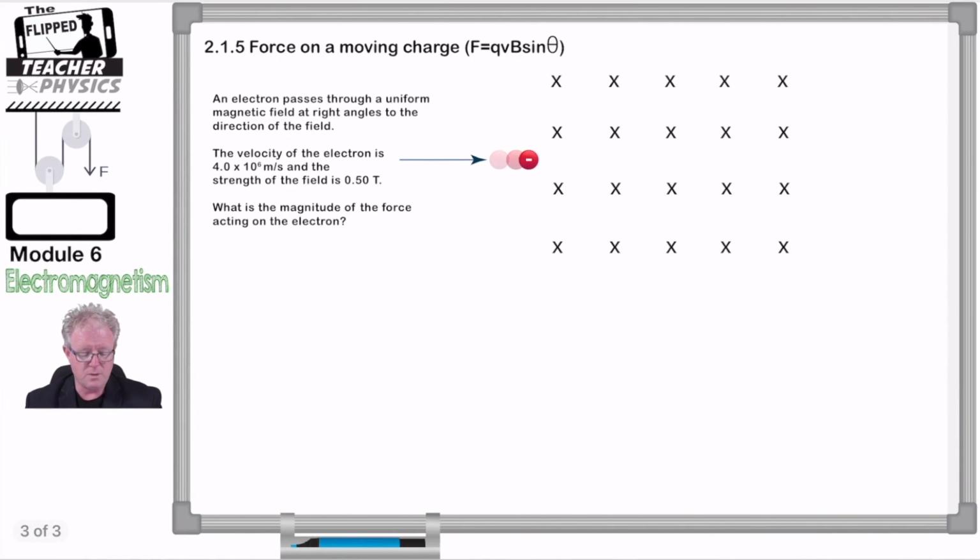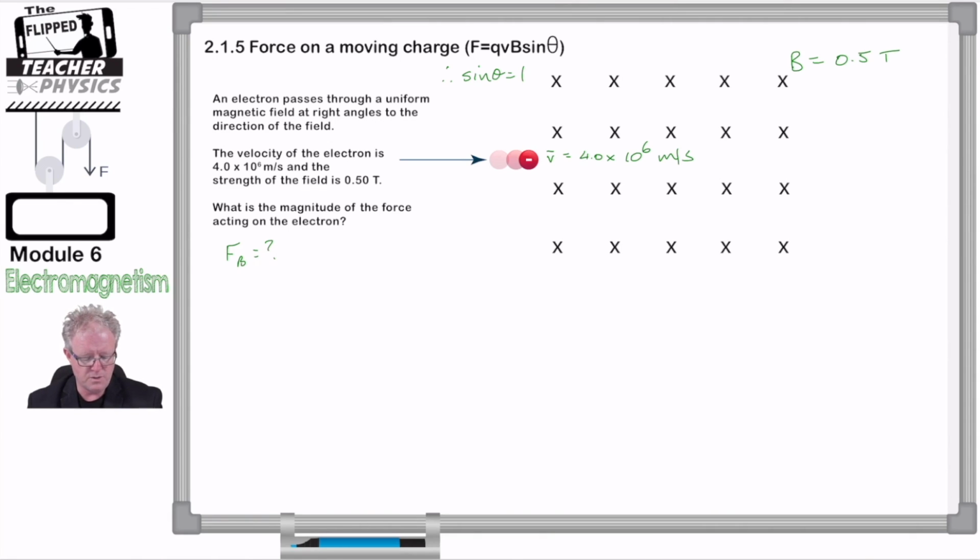Okay, so here we go. An electron passes through a uniform magnetic field at right angles to the direction of the field. Okay, so straight away you'd be saying, therefore, sine theta equals 1, or sine of 90 equals 1. The velocity of the electron is 4.0 times 10 to the 6 meters per second. And the strength of the field is 0.5 teslas. What is the magnitude of the force?